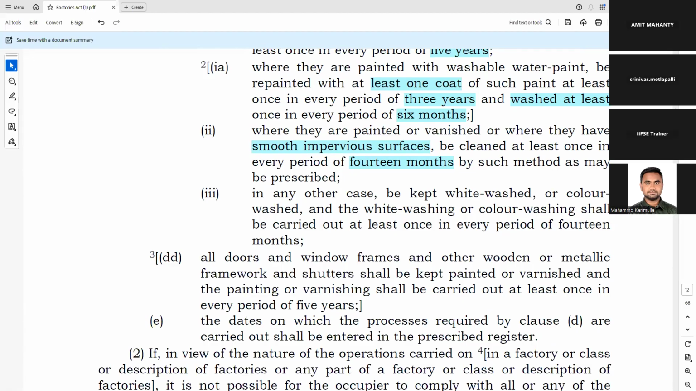For example, a road is an impervious surface. Land or soil is a pervious surface. In any other case, we keep whitewashed or color washed. Here washed is nothing but painted, and the whitewashing or color washing shall be carried out at least once in every period of 14 months. Okay.